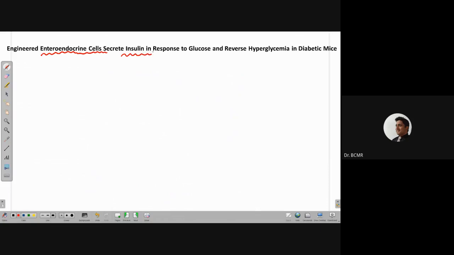Enteroendocrine cells are in the lining of the intestine, and they do not produce insulin. Insulin is produced by beta cells. So we need to understand how they made the enteroendocrine cells secrete insulin. And the question is, why did they choose enteroendocrine cells? Of course, this is to reduce hyperglycemia or address the question of diabetes.